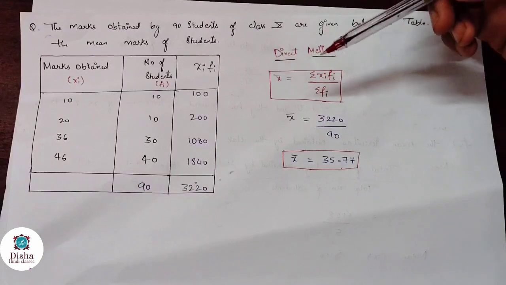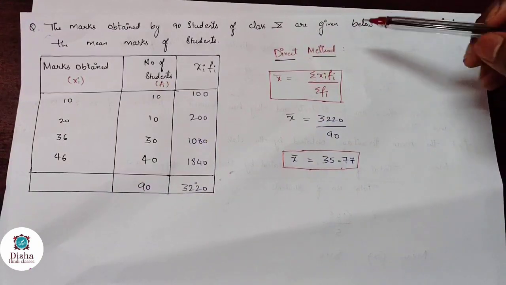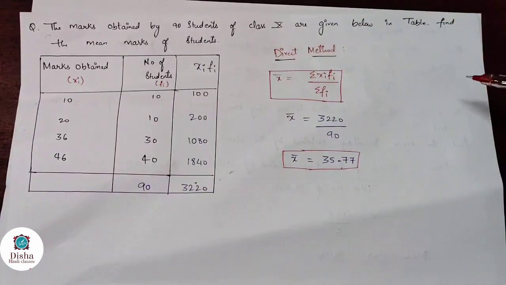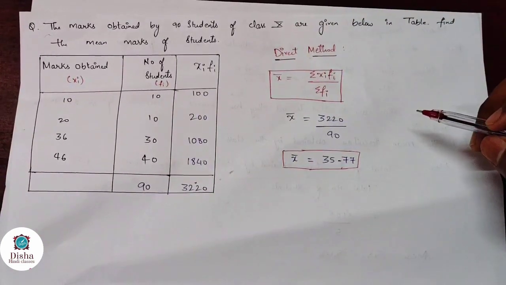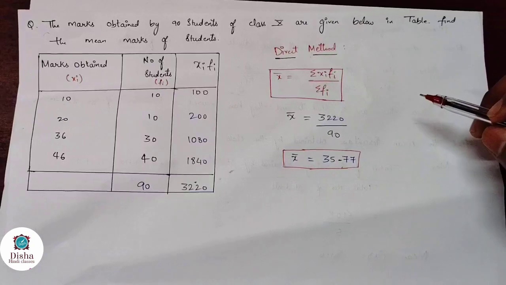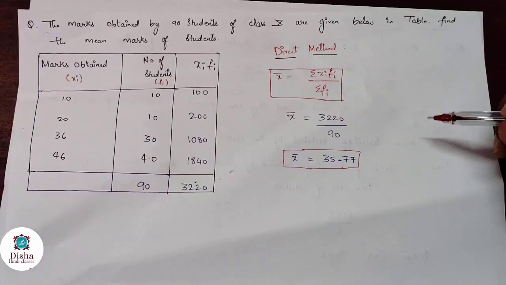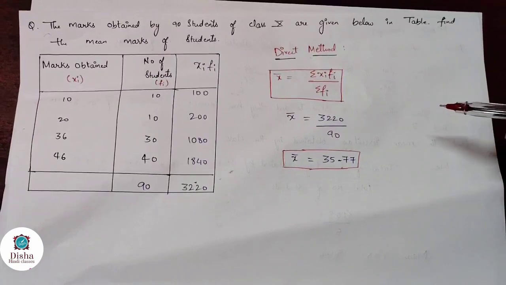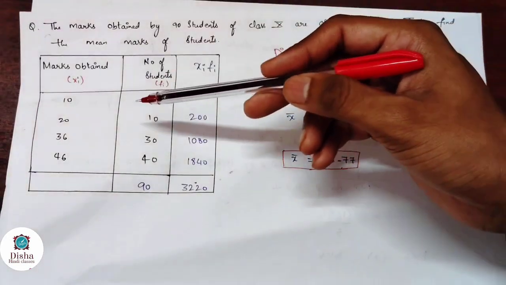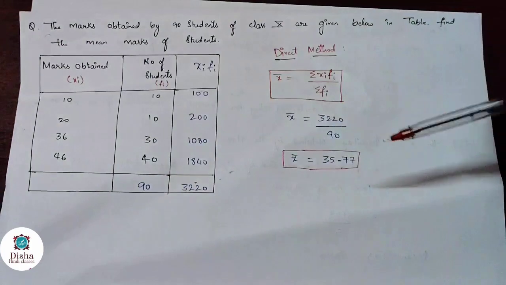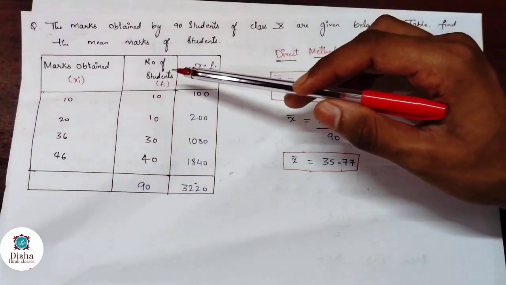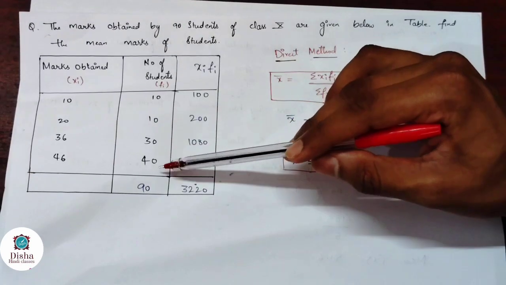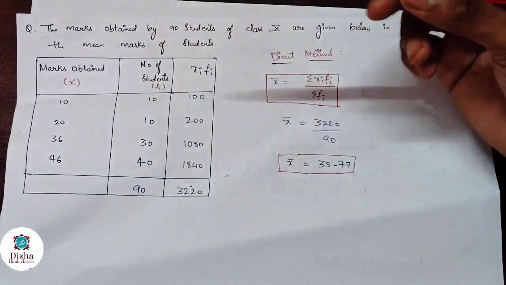Here we have the marks obtained by 90 students of class 10 given below in a table. Find the mean marks of the students. These all are previous year questions from the previous examinations of TS SSC. We'll be taking them and practicing them as a revision part. Here we have marks obtained as 10, 20, 36 and 46, and the number of students are given in the frequency form, that is 10, 10, 30 and 40, right?